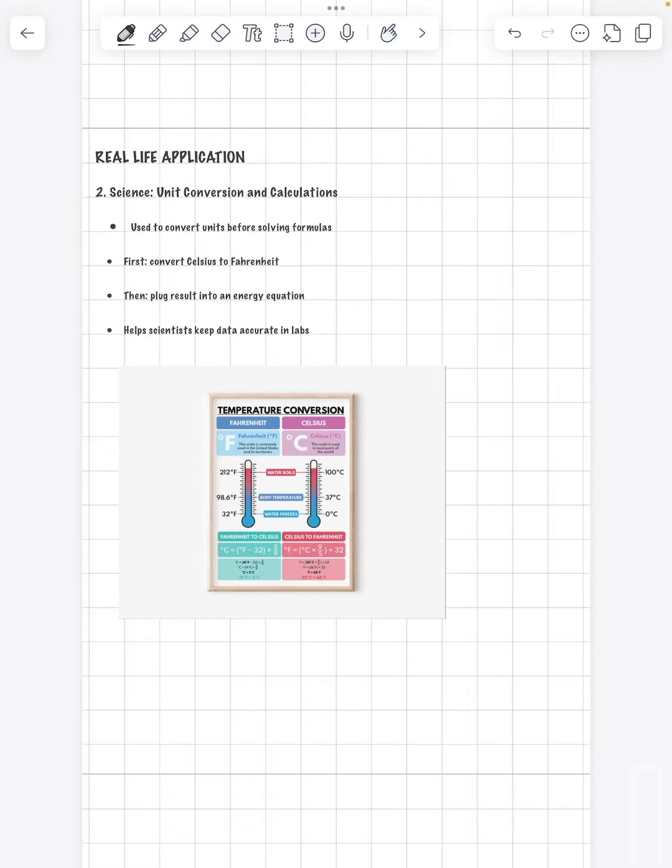Another real-life application is unit conversion and calculations in science. Scientists often need to change units before doing calculations. For example, they might need to convert Celsius to Fahrenheit and then use that temperature in a formula to calculate energy. They do this by combining functions, one for unit conversion and one for the energy formula. This is so important in labs and experiments to make sure results are accurate and easy to understand in different systems of measurements.